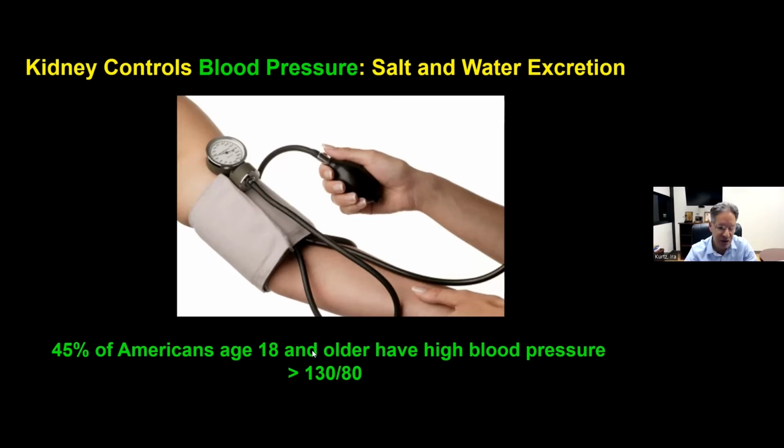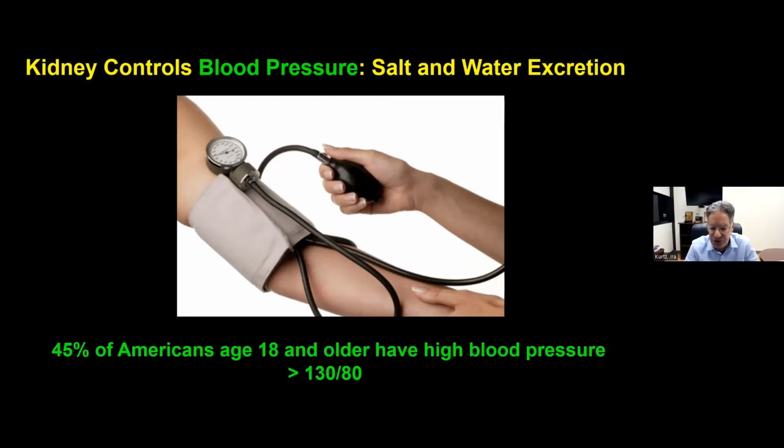Now, if you do a study of how many Americans have high blood pressure, well, your first question is, how do you define high blood pressure? Because that will determine how many people have it. And that changes every few years, but it's currently accepted that if your blood pressure is greater than 130 over 80, you have high blood pressure.